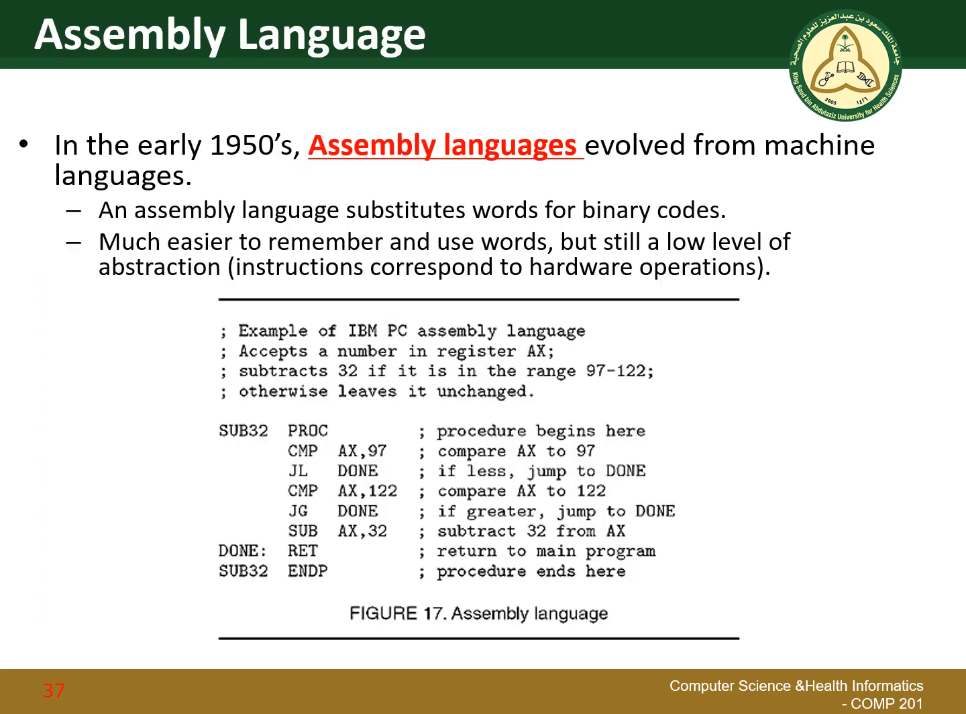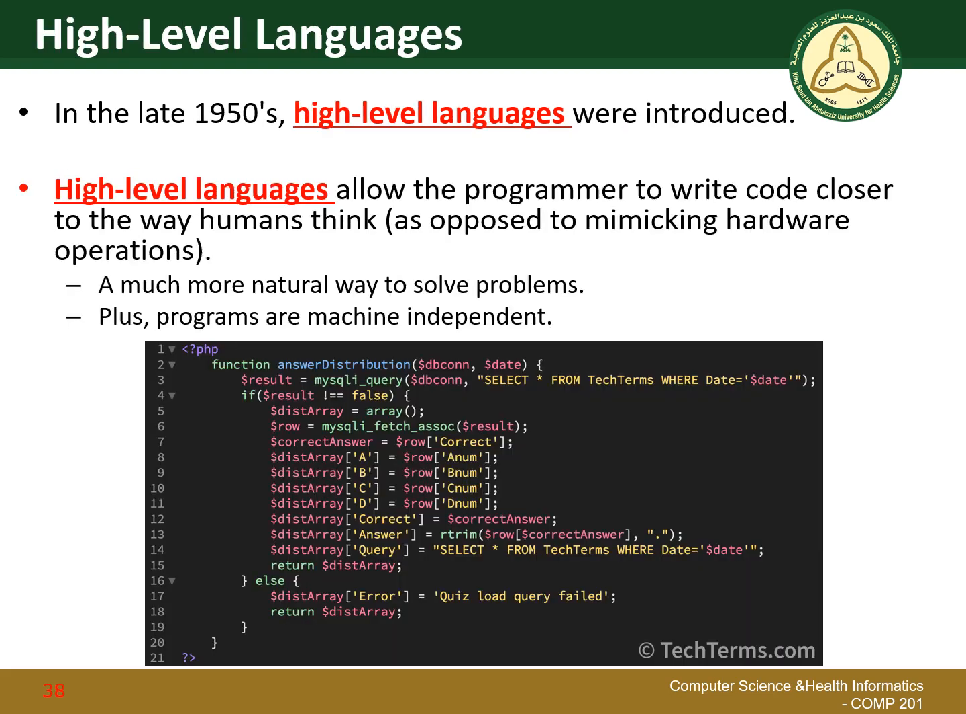Assembly language evolved from machine language. Assembly language substitutes words for binary code and becomes slightly friendlier and easier to remember. But still, it's a low-level programming language, and you need to understand a lot of hardware operation to code in assembly language. This is an example of assembly language code that uses an assembler to convert it to machine language.